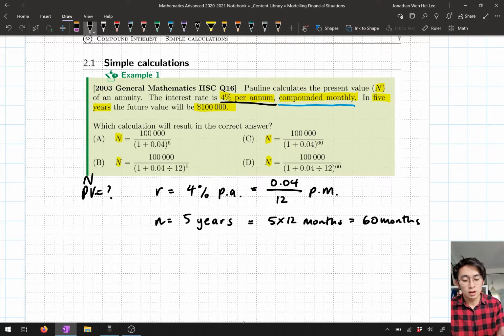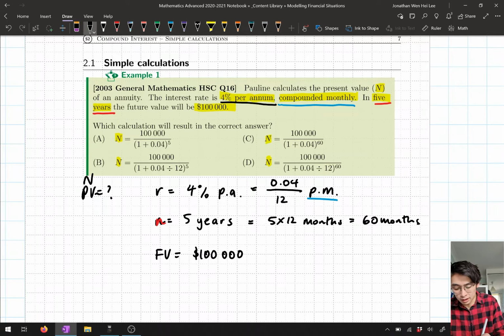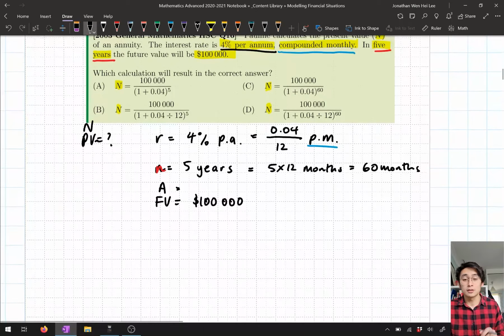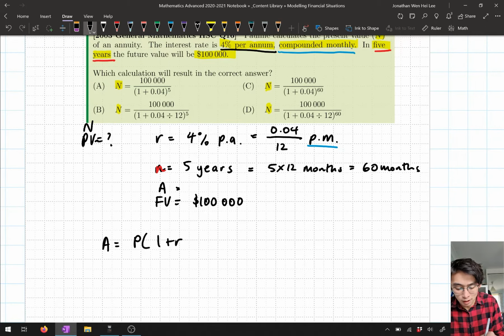And the final thing is, the question tells me, so this is for n, this part over here. This is per month, that was the compounded monthly bit, and it's going to be 5 years. And so that is the n value. The final thing that they tell me is that the future value is equal to $100,000. So if you remember from the alternative way of writing it, A is equal to $100,000. So what I can do is write down my compound interest formula. So A is equal to P times (1 plus r) to the power n. I can sub in all these values. So the future value was $100,000. So I'm going to write here on the left-hand side, 100,000.